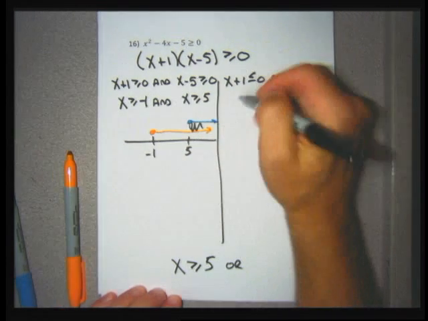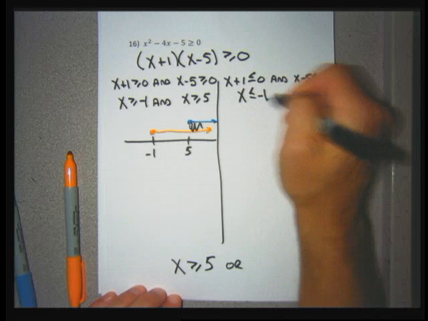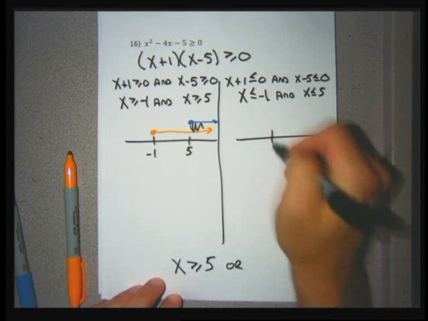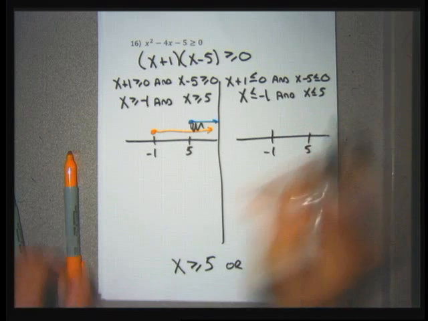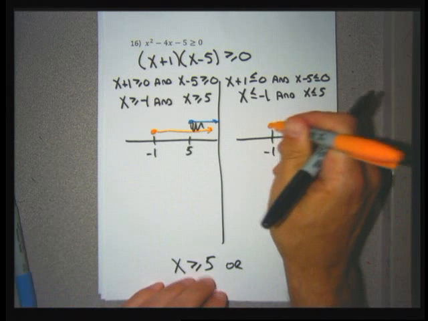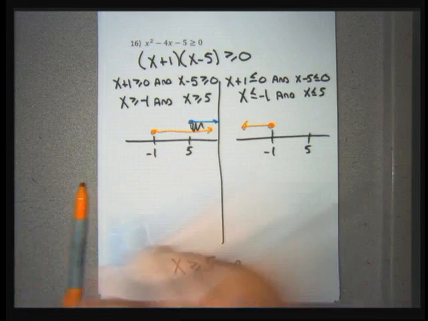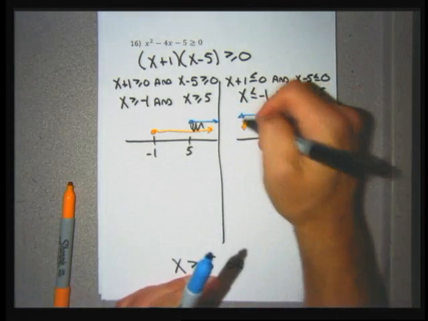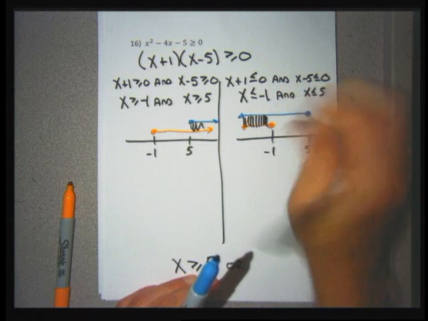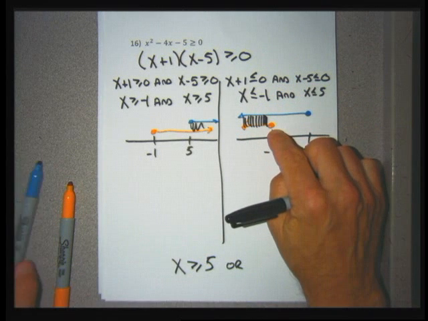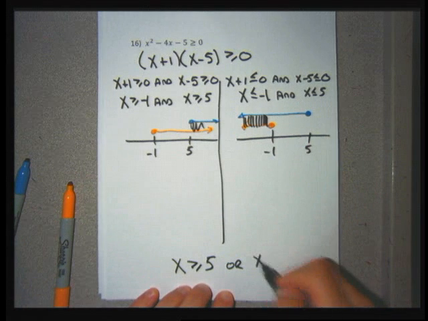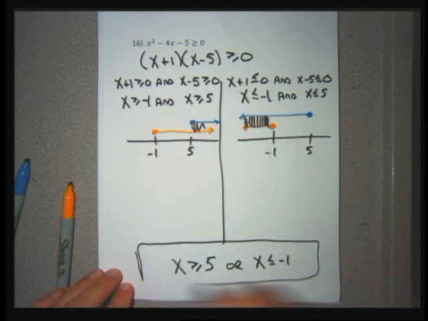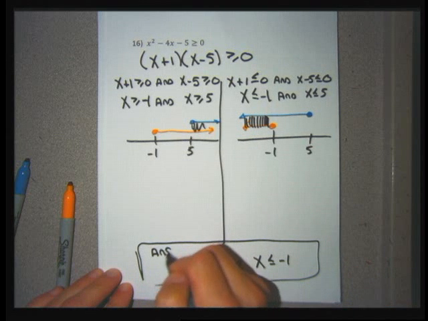This scenario, I get x is less than or equal to -1 and x is less than or equal to 5. Graph the x is less than or equal to -1, solid circle off to the left. X less than or equal to 5, solid circle off to the left. The graphs overlap in this region, the orange region, which is x less than or equal to -1. And I'm going to write that solution in my answer. And that would be the answer I would show for number 16.